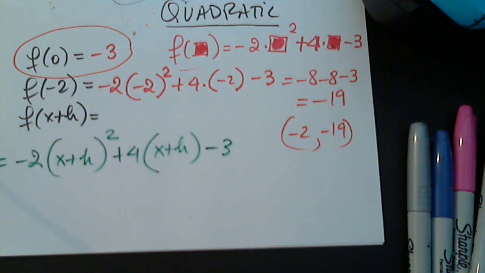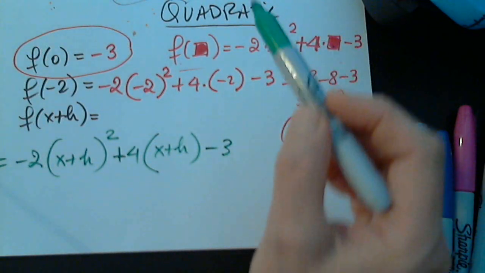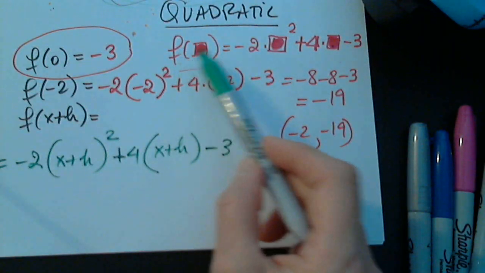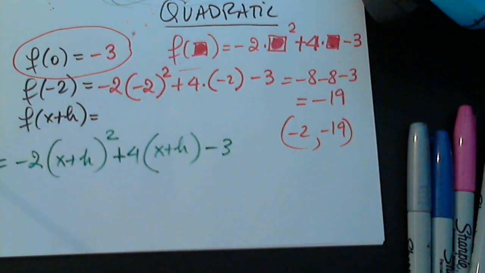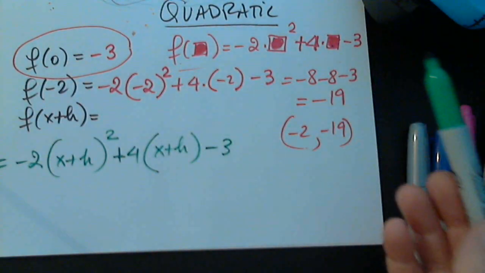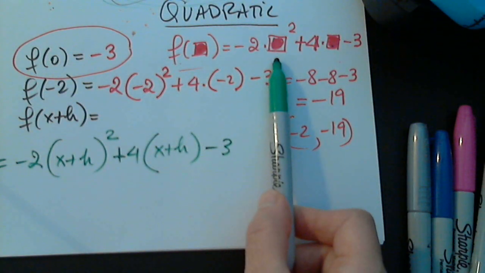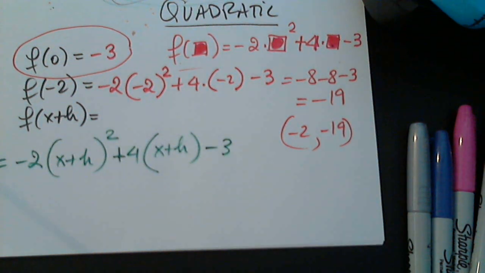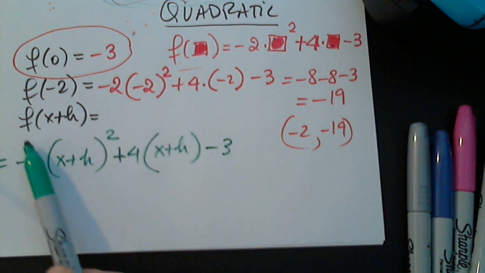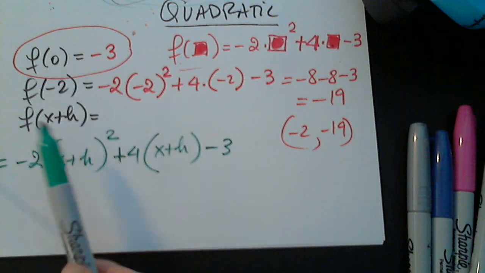Yes, this needs work, because it's not fully simplified. That's okay. But it's the same pattern. Once I have the function and I understand the pattern, no one can take me away from it or make me see something else. The pattern is here. No one can change that. -2 times whatever squared plus 4 times whatever minus 3. And this is what I did for f of x plus h.